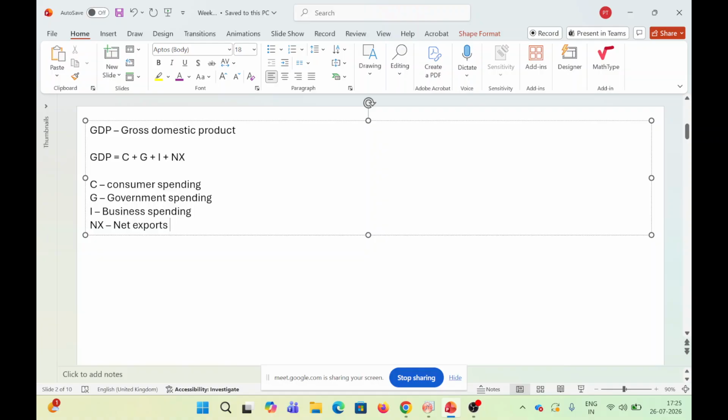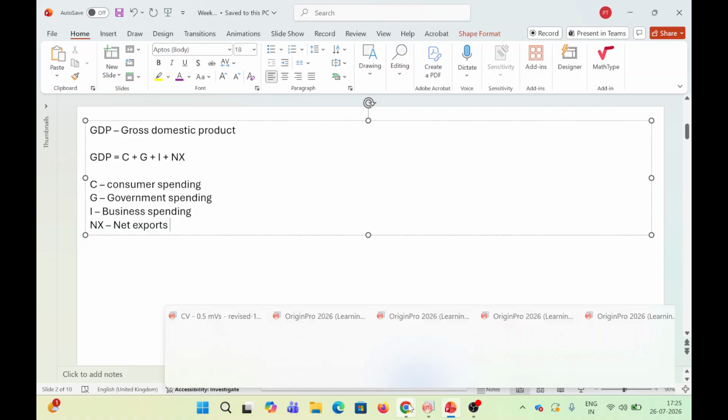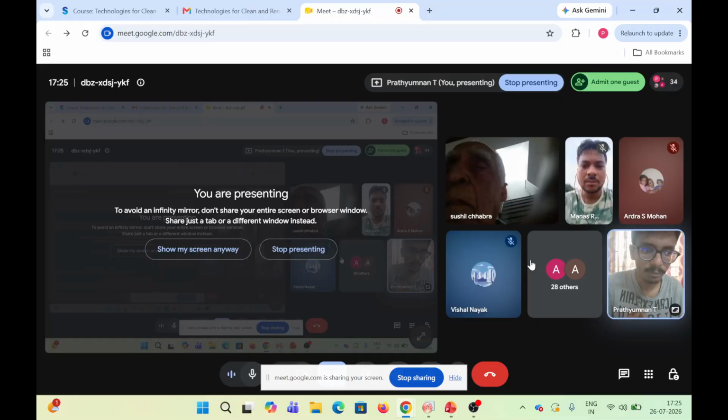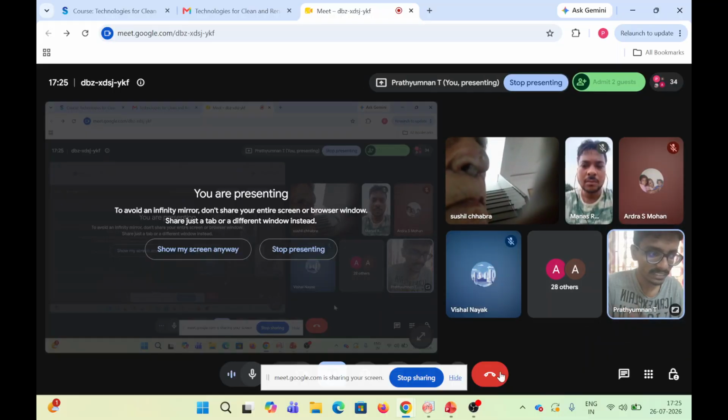Apart from that, you have another parameter. Just in case anyone's mic is on, you can mute, because I think that is creating some disturbance.